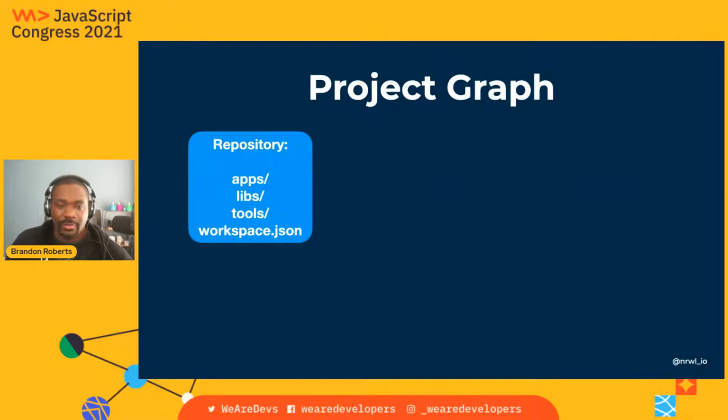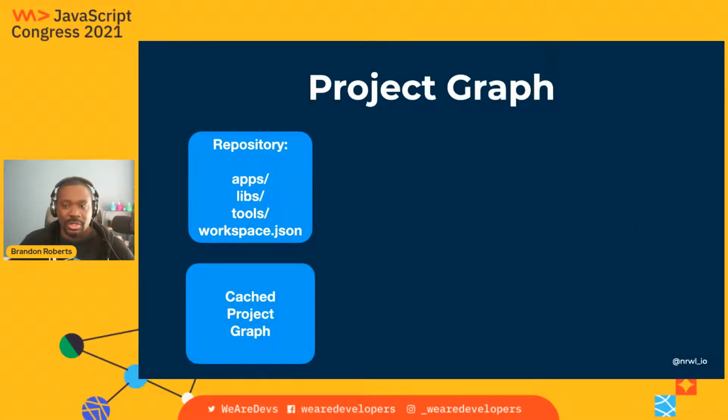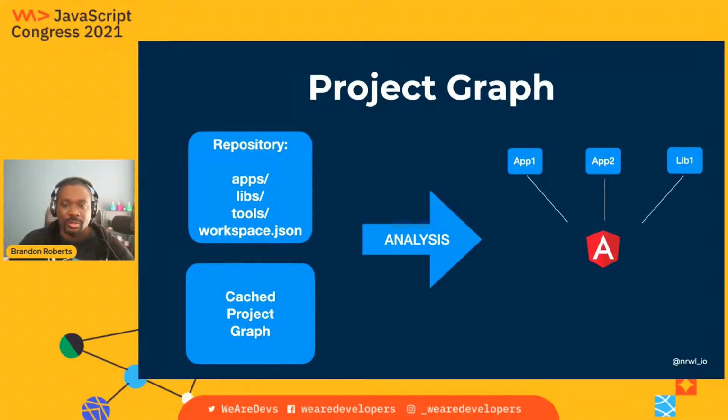So the project graph is used to reflect that source code. You have the repository of your apps and libraries and some configuration there. This project graph is a continual process. It does some analysis on your project where you have your applications and libraries, and when you make a change or add a library to that project, that analysis happens again. So this project graph is always new and current, based on the current state of your repo.